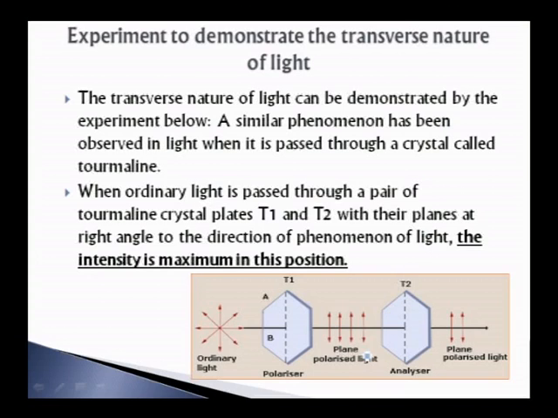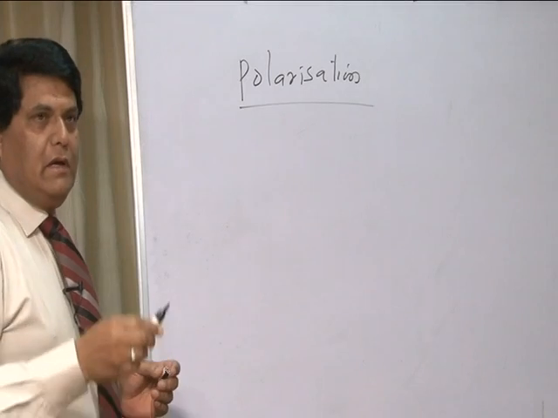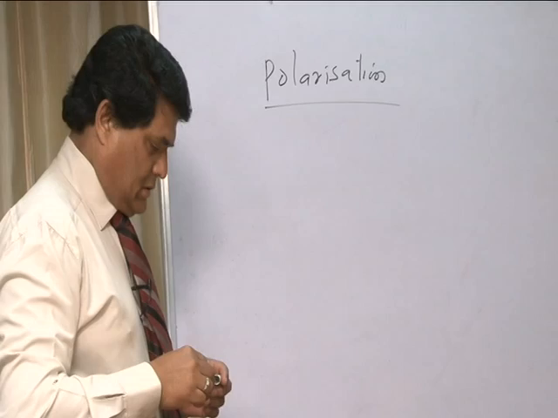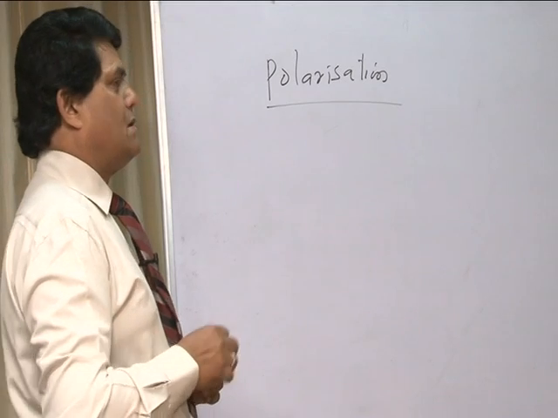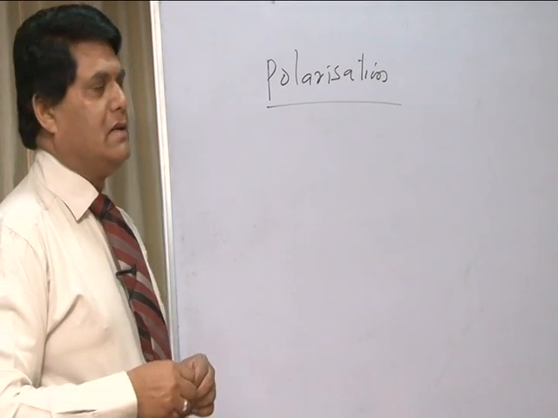So, the concept here is, let us try to understand the electromagnetic nature of light. Let us try to understand the phenomenon of polarization. And in fact, this is a very difficult process to understand. Anyway, I will try to convince you in a very simple way so that you are able to understand.